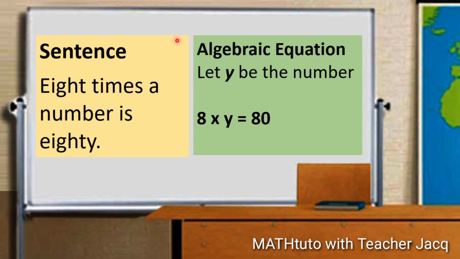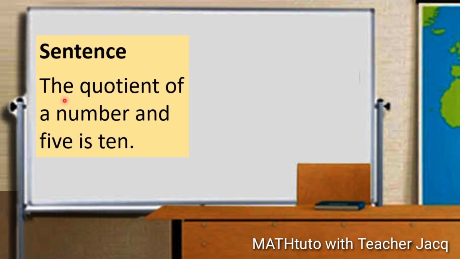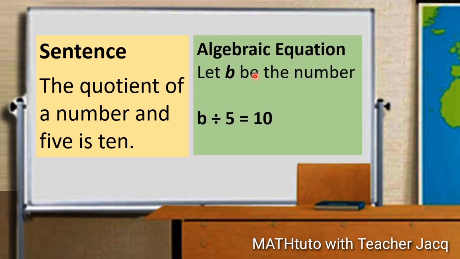So, pwede siyang 8 times a number is 80 o kaya naman ay 8 multiplied by a number is equal to 80. Next, we have the quotient of a number and 5 is 10. So, meron tayo ngayong keyword na quotient which is associated sa division or divide. So, our algebraic equation, let b be the number. So, we have b para sa ating number or para sa ating unknown number or yung variable. So, b divided by 5 is equals to 10.